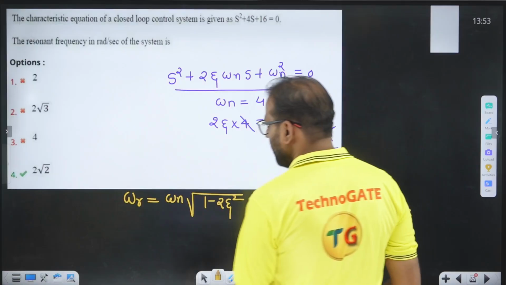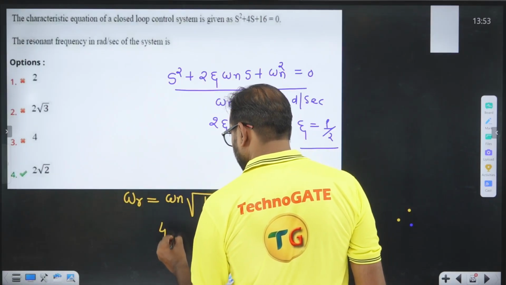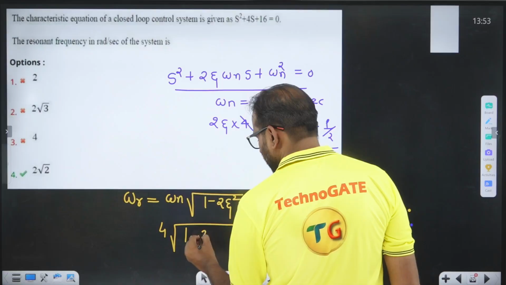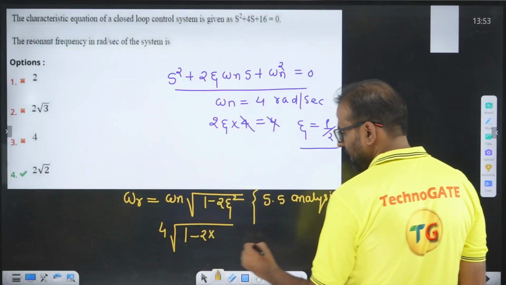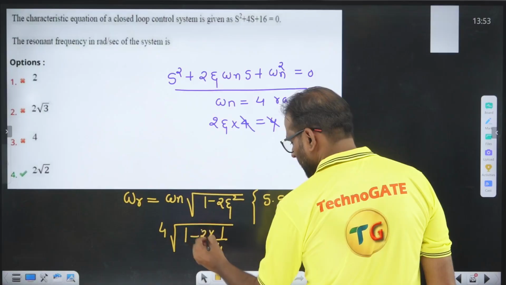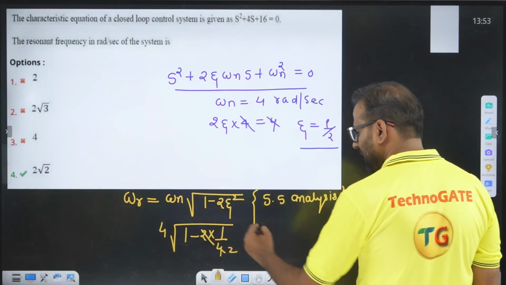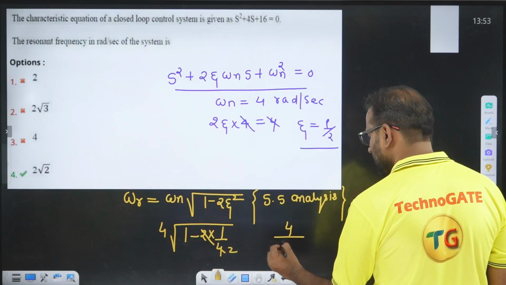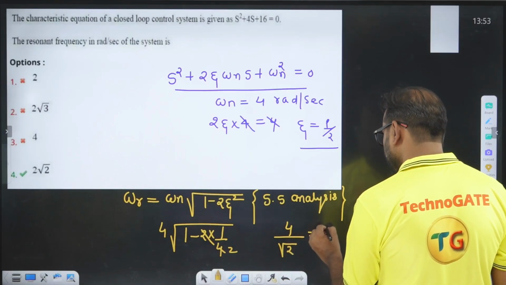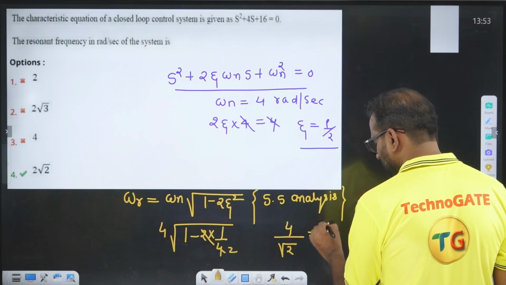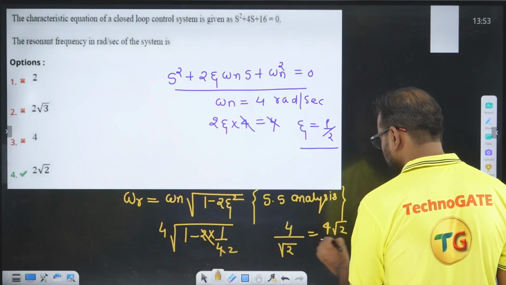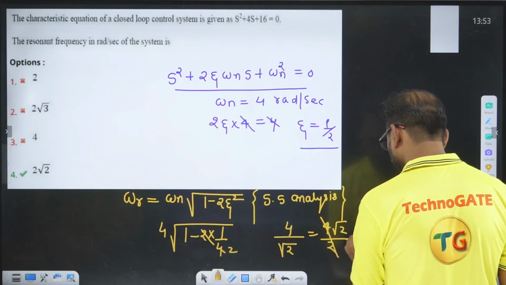So what is omega n? Omega n is 4, and this is root of 1 minus 2 into how much? 1 by 2 square is 1 by 4. This value is 2, 2 minus 1. So this is 4 by under root of 2. 4 by under root of 2 can be written as 4 under root of 2 divided by 2. So what is the correct answer?